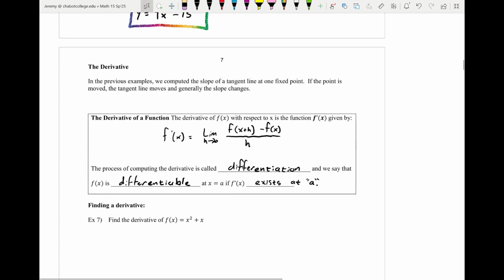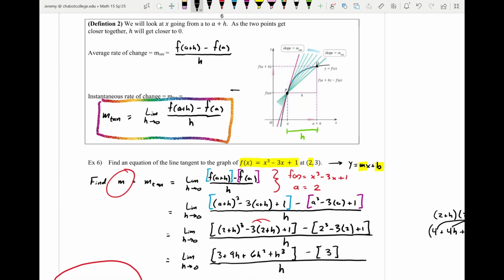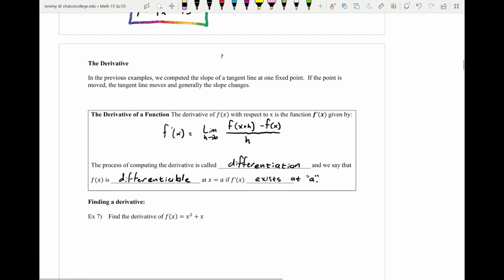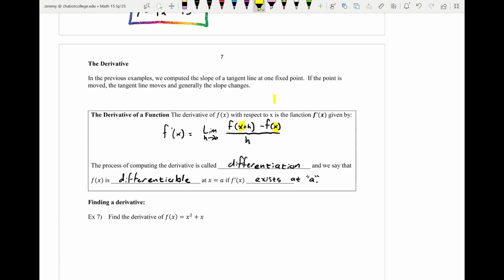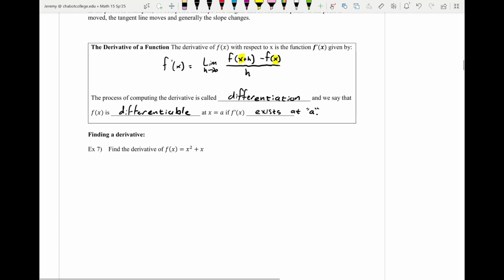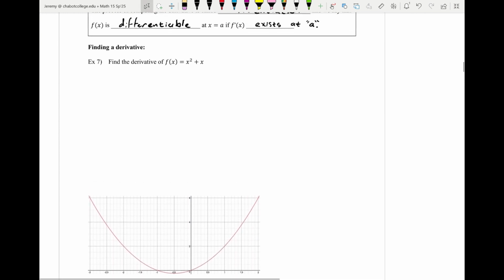Okay, so notice that this formula is nearly identical to this formula that we're looking at up here. The only difference is instead of using a, some particular input or some particular x value a, we are just generalizing it and leaving that as a variable x. That's really the only difference here. So let's do an example and explore what the derivative is, how we find it, and how we use it. So we want to find the derivative for this function x squared plus x.